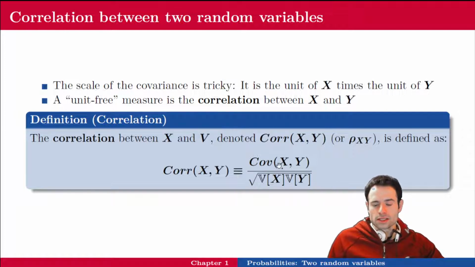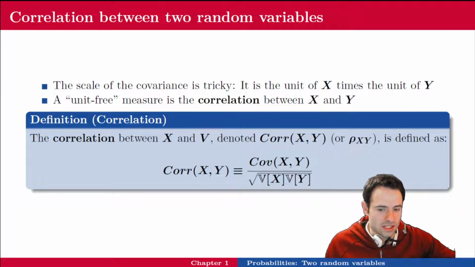Now remember that the covariance of x and y is expressed in terms of unit of x times unit of y. Here, when you have the square root of the variance of x, you would get the unit of x, and here you would get the unit of y. So you would divide the unit of x by the unit of x and the unit of y by the unit of y. Yes, thank you. Here, sorry about this, there's a typo. I will correct that later during the break. So this division here is made to get rid of this weird unit.